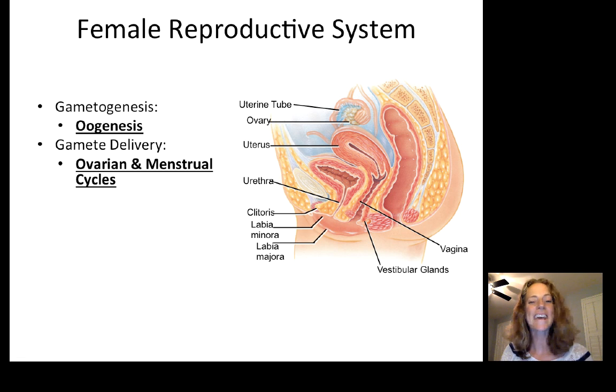And that's all we're going to say. We're going to move on to the female reproductive system. So the female reproductive system is the production of female gametes, which is oogenesis, and then delivery of the female gametes, ovarian and menstrual cycles, and unfortunately we don't have time to get into pregnancy and childbirth.